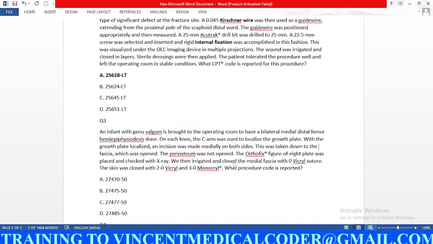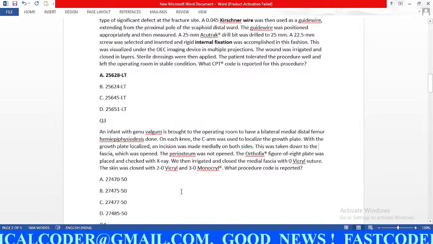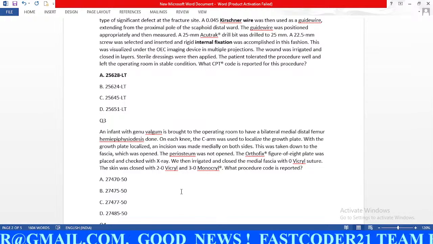So we have four options: 27470, 75, 77 and 85. So now it is 9:52. We will discuss the answer at 9:56.